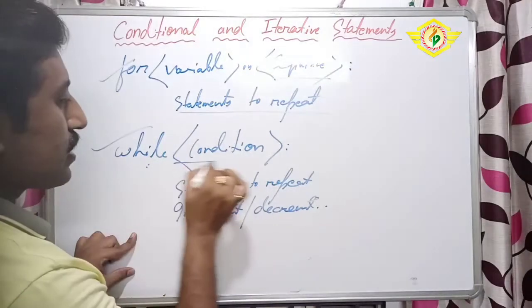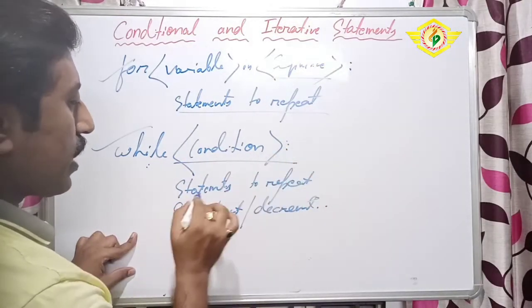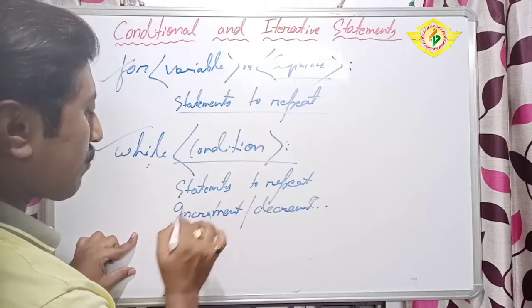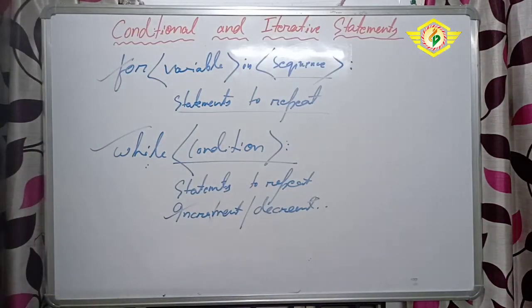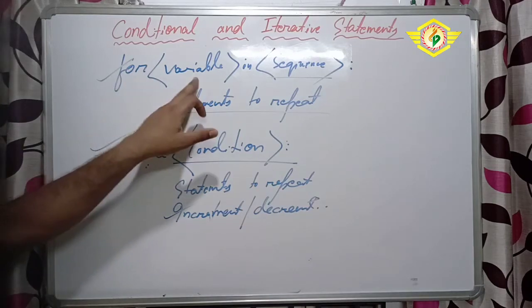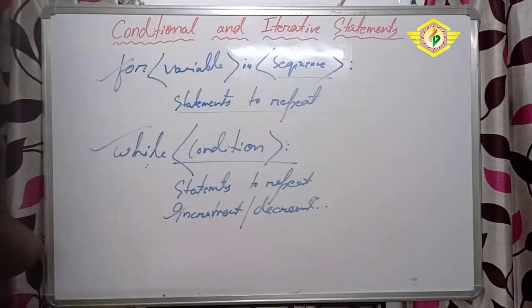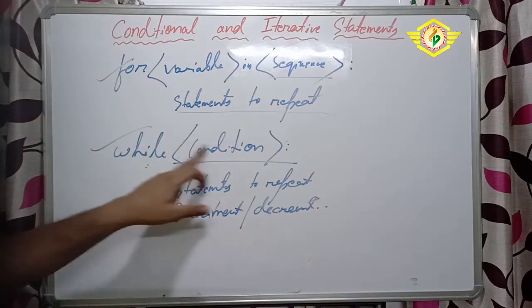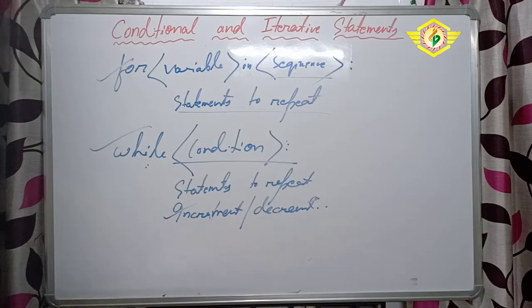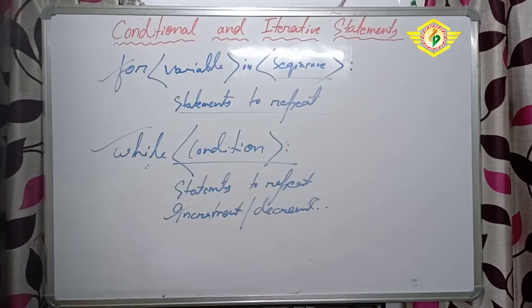After the while loop, give the conditions, then a colon and the statements to repeat, and after that the incrementation or decrementation should be there. So I'm giving you one example so that it will be more clear. Remember, in a for loop, variables in sequence, that means we'll give the range here also, then you write the statements. In a while loop, the condition, then the statements are there.